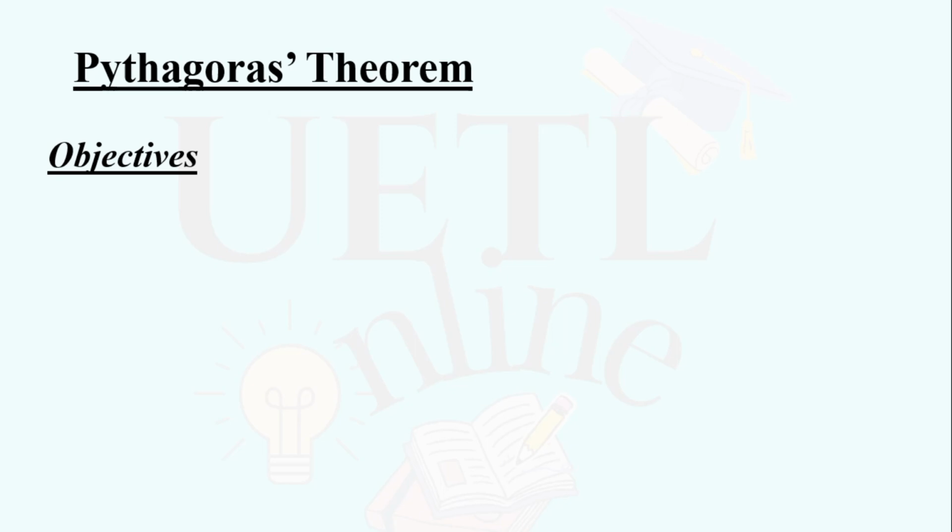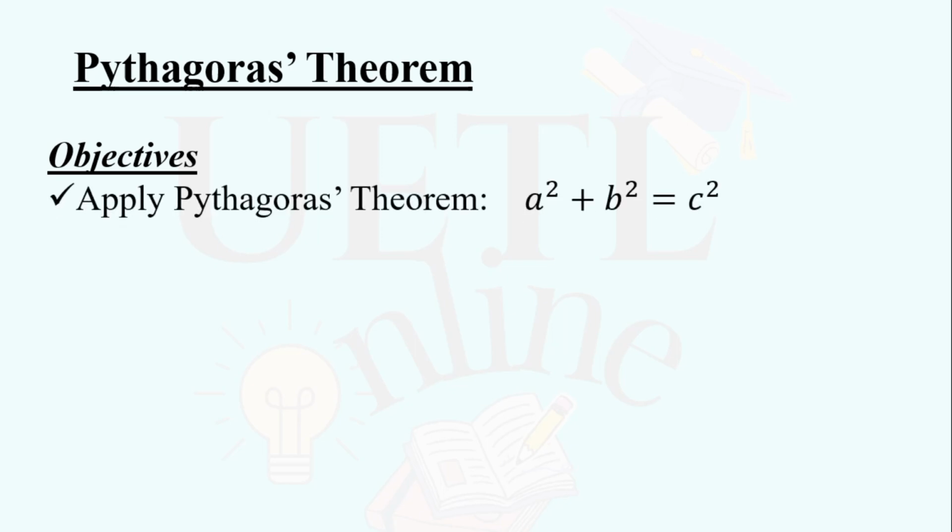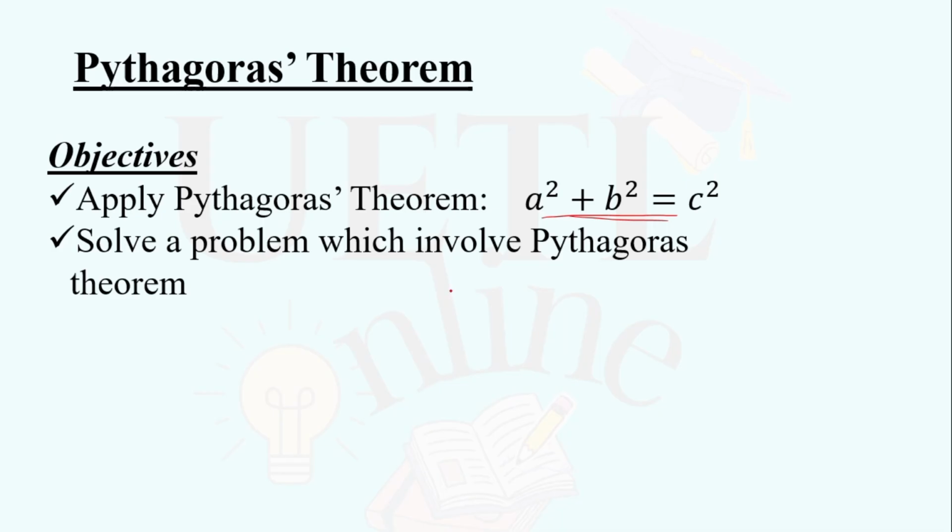The objectives in this lesson: the first thing is you're going to be applying the Pythagoras theorem. If you haven't heard about it, you are going to see how it works to find the sides of a triangle. Then the other thing is you are going to solve a problem. You have one problem here, but I'm going to be helping you to solve that problem, which involves the Pythagoras theorem.